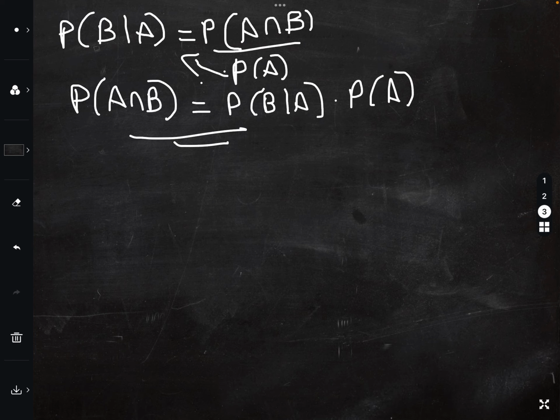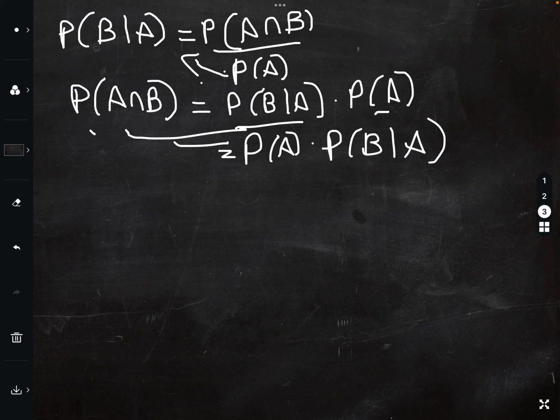What do we mean by multiplication of two events? Probability of A intersection B is equal to probability of A into probability of B given A. This is known as the multiplication theorem for two events.